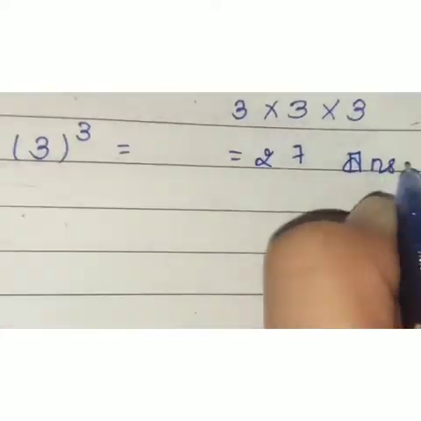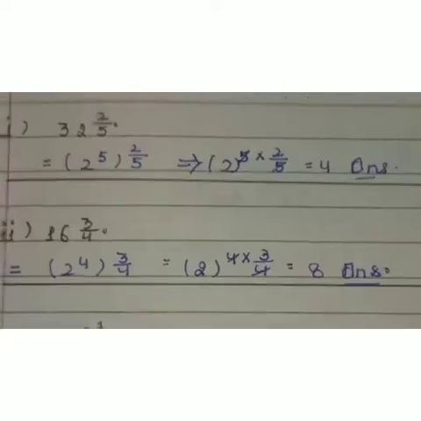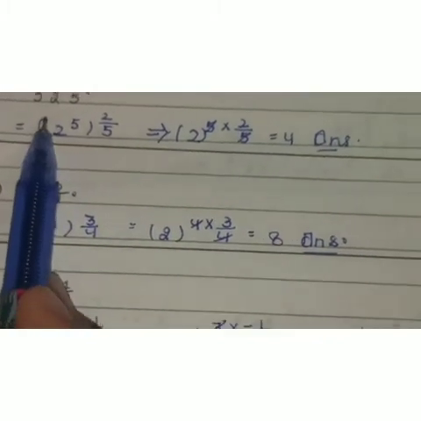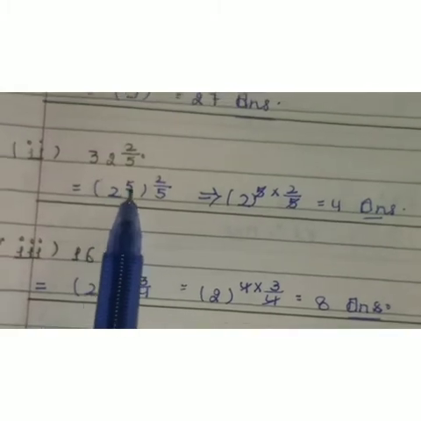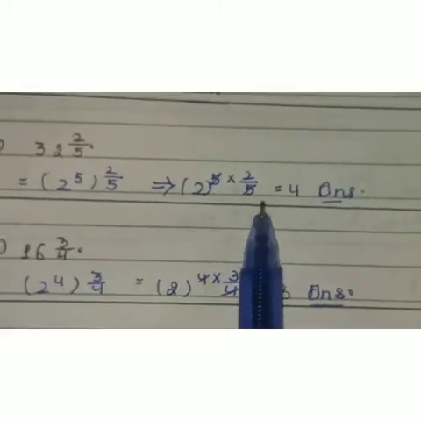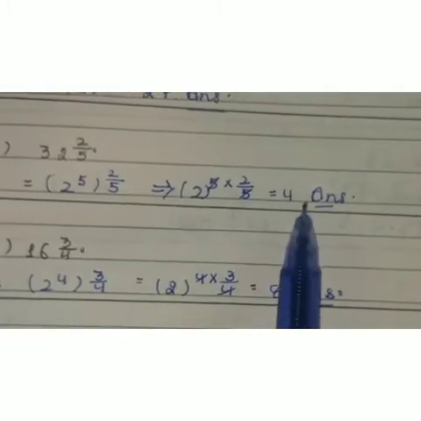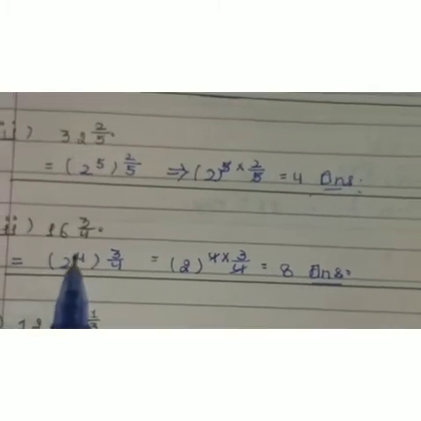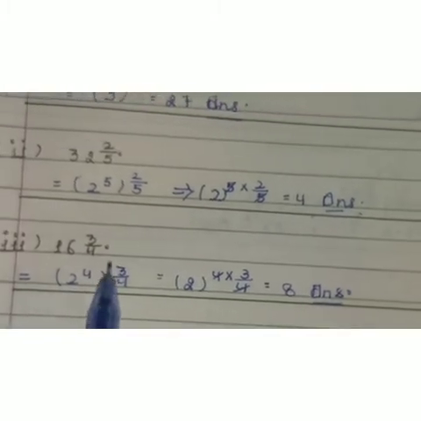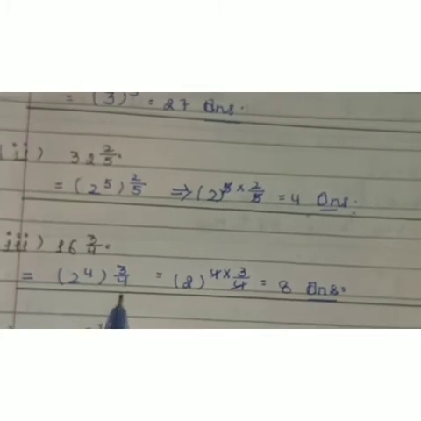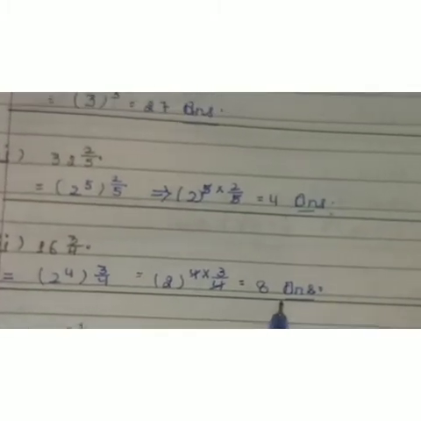Moving to second part now. This is the second part. Again we have written 32 in this form, 2 to the power 5, and 5 and 5 cancels like this, and 2 squared is 4, which we get as our answer. Moving to third part. 2 to the power 4 and then multiplying it by 3 upon 4. 4 and 4 cancels and we are left with 2 to the power 3, which is equal to 8.